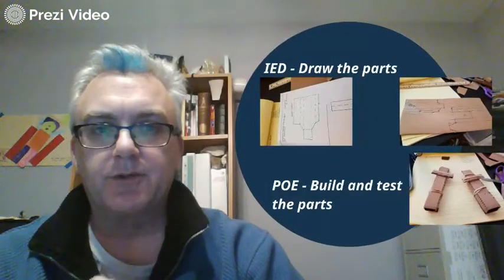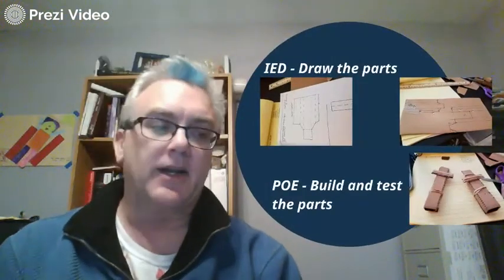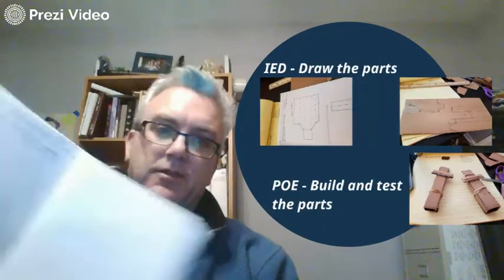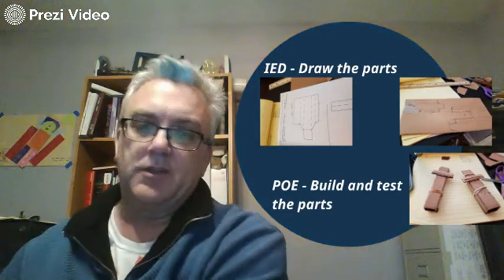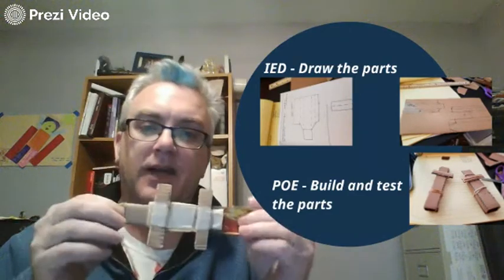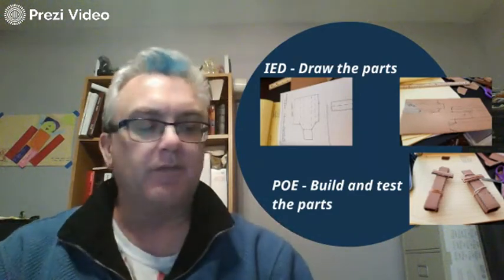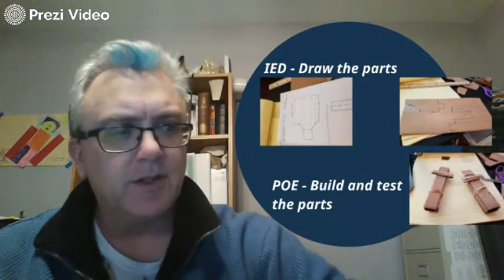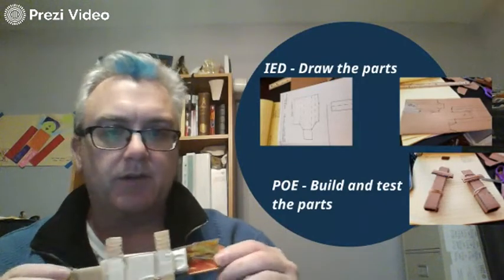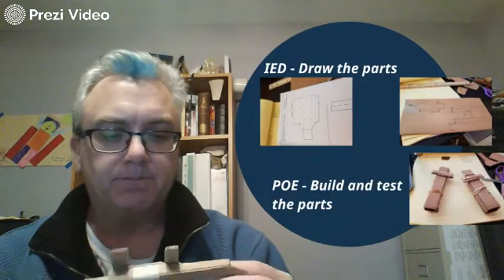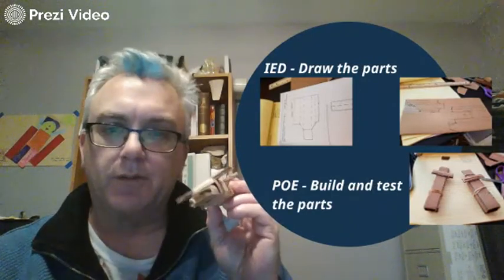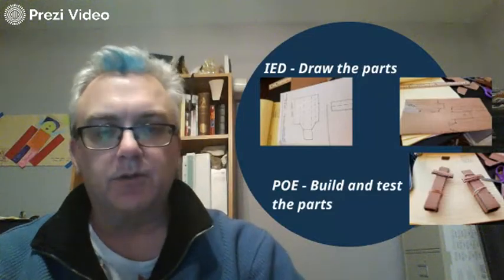So your assignments for this week, first one is your IED assignment, which is to draw these parts. So here's my notebook. You can kind of see it there. I started drawing these parts, and I'll give you the plan so you know exactly what to draw. And the POE assignment is to actually build these things. You can build them out of pretty much any cardboard that you have. You want something a little bit thicker than paper so that they hold up pretty well. I used a box, and I'm sure you've got a box at home somewhere that you can build these things with.